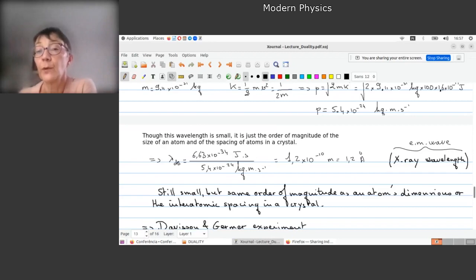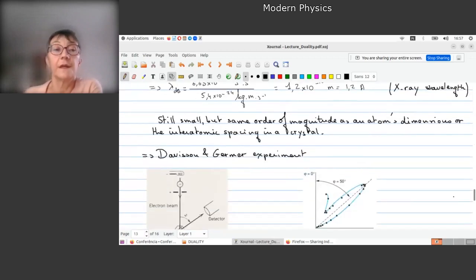So you remember we can do diffraction with X-rays, so probably you can do diffraction with electrons. And actually, as the wavelength is very similar, you can use the same kind of apparatus to diffract electrons. So as I say here, this wavelength is still very small, but it is of the same order of magnitude as the size of the atom or the interatomic spacing in a crystal, okay?